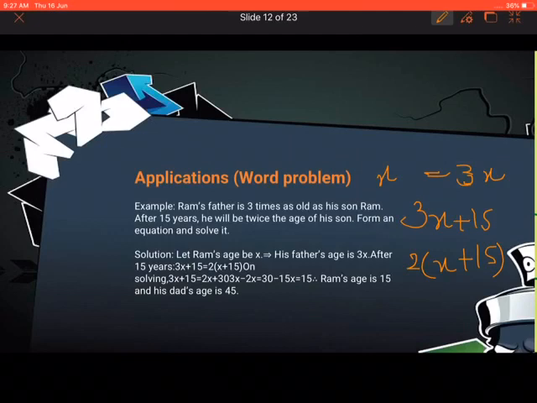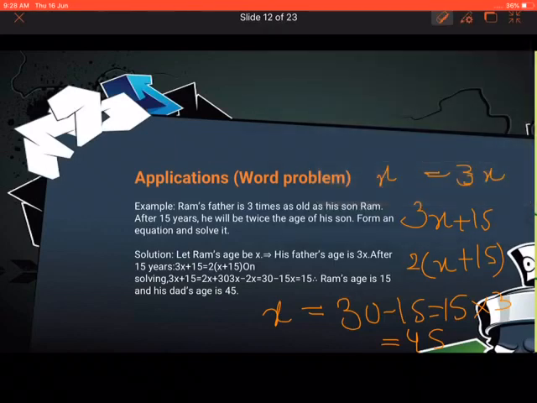Now, 3x minus 2x will be x, which is equal to 30 minus 15, right? Yeah, so that will be 30 minus 15, that is nothing else but 15. Now 3 times x is his age, so we'll do 15 into 3, that is nothing else but 45. So the right answer is 45. That means his dad's age is 45 years.